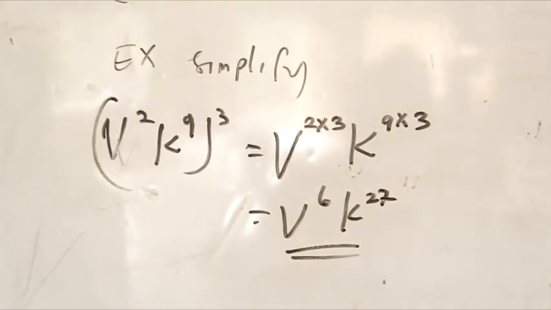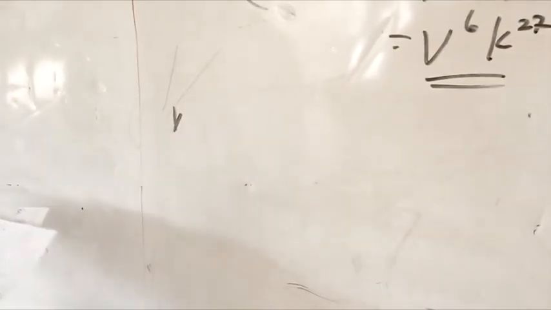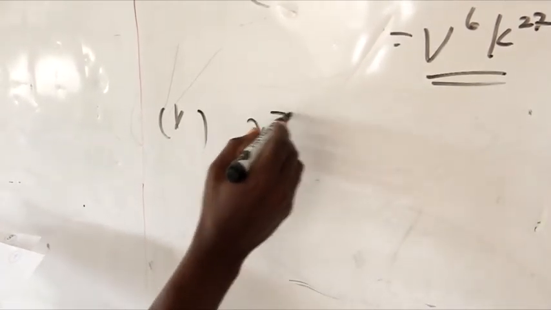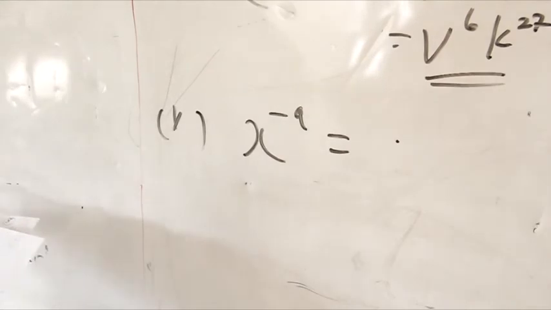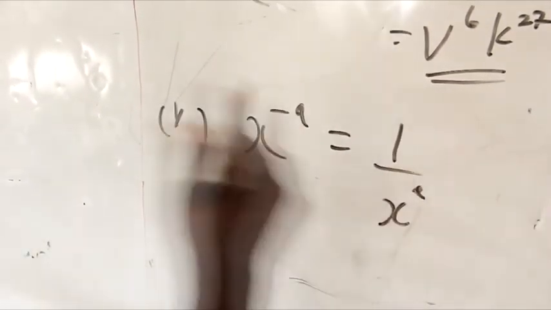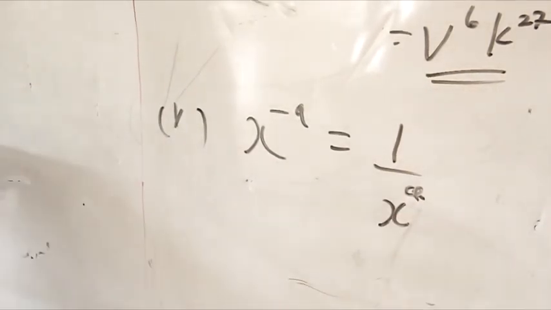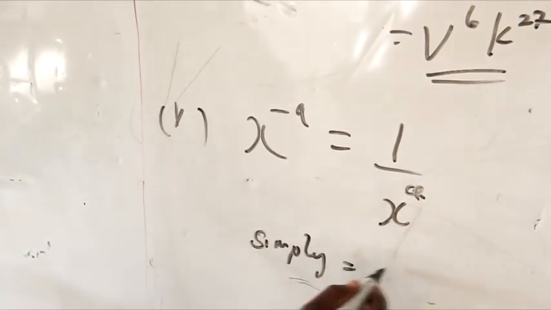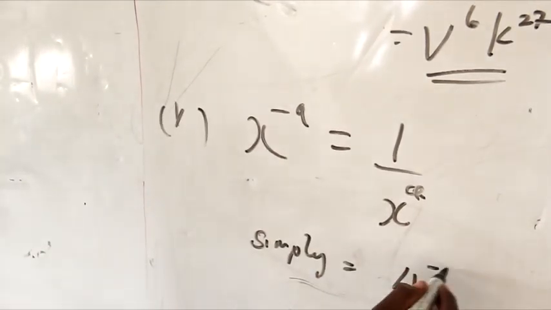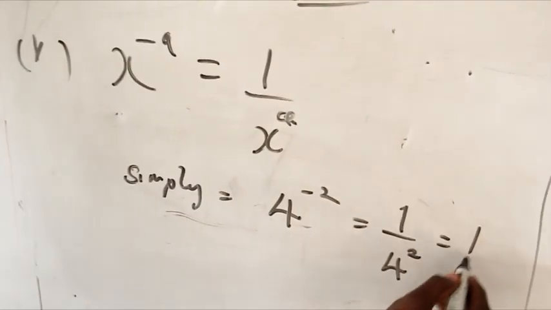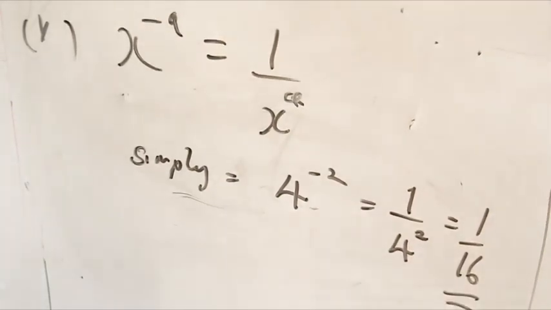Alright, let's take the next law, which is the fifth law. x raised to the power of minus a is equal to 1 upon x raised to the power of a. Example, if you are asked to simplify something like this, 4 raised to the power of minus 2. So this is the same as 1 upon 4 raised to the power of 2, which is equal to 1 upon 16. Right.